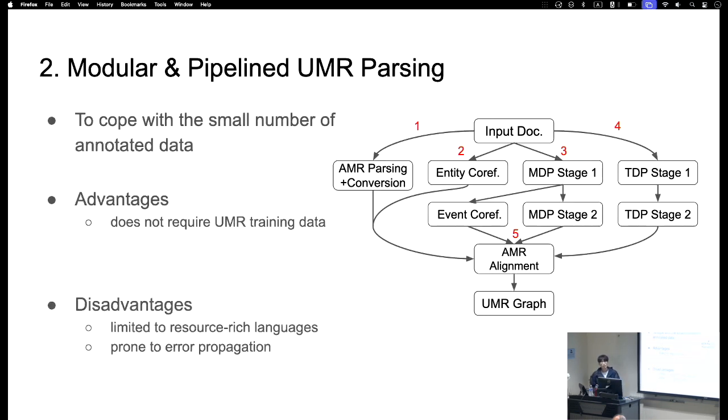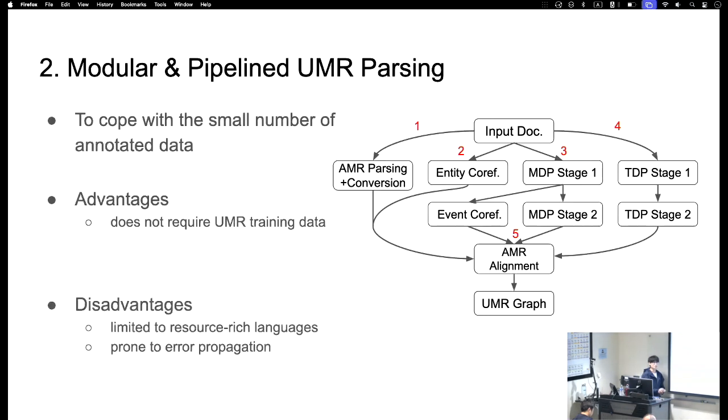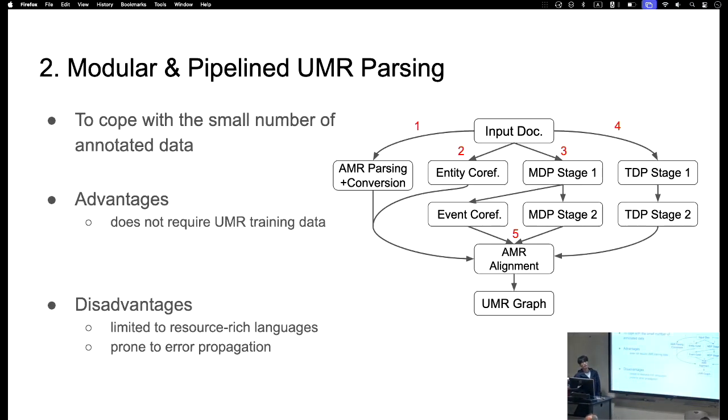But obviously, there are some catches. One is that it cannot be assumed that for all languages you have access to these external data sets. And also, because inherently this approach is a pipeline, where the output of one model is fed as input to another model, the entire model is prone to error propagation. So meaning, if early in the stage you make an error, that will be carried over to the entire rest of the process.